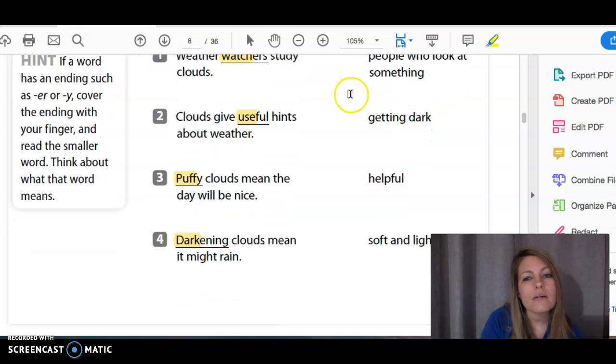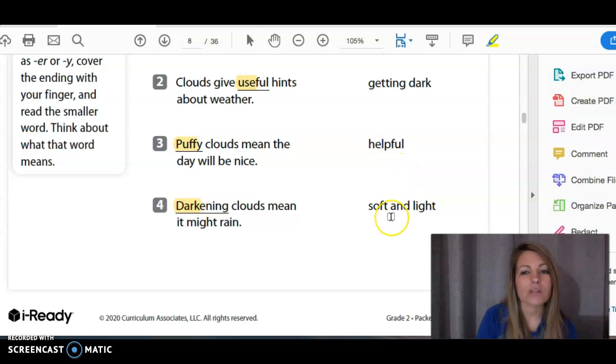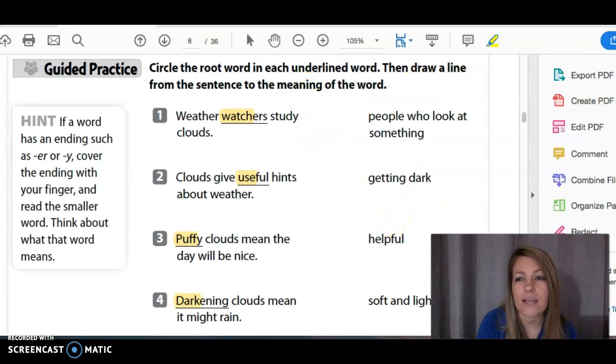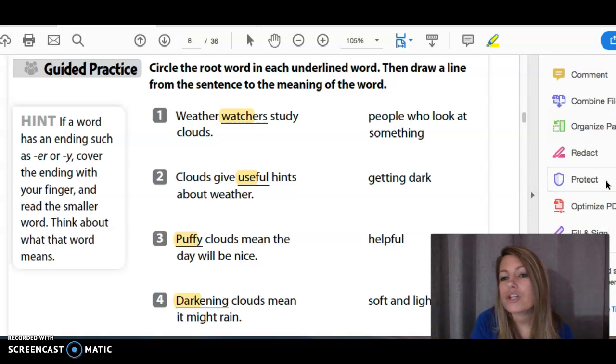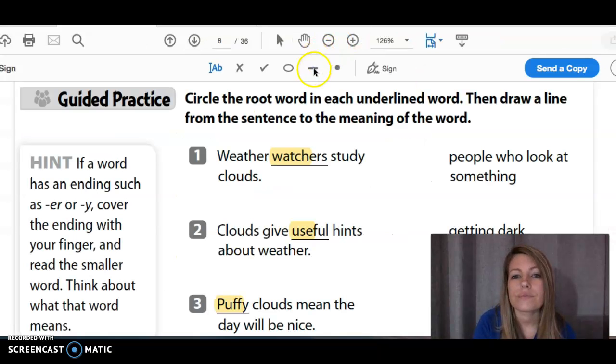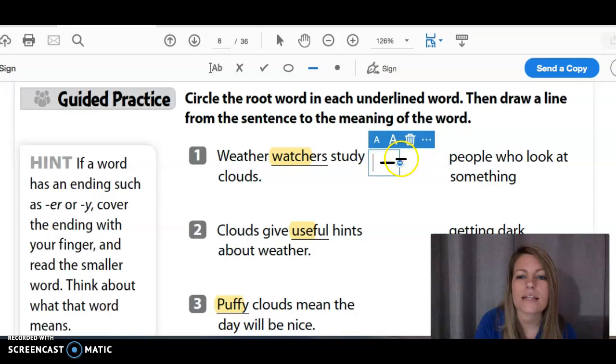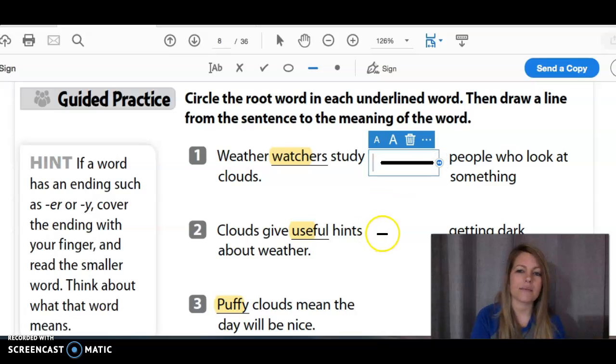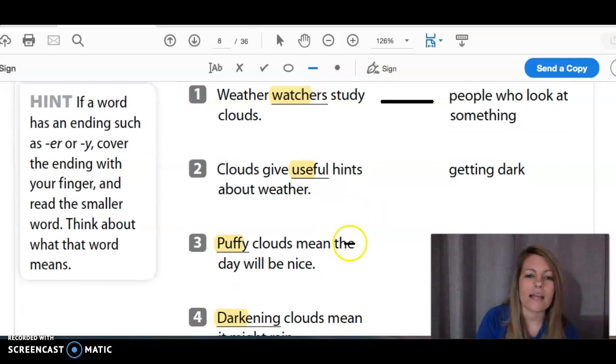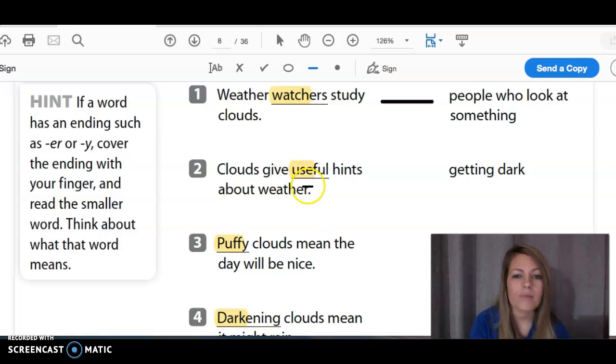People who look at something, getting dark, helpful, or soft and light. Well, in this case, a watcher would be someone who looks at something. All right, next one. Clouds give useful hints about weather. Useful is the word we're looking at, and I've already highlighted the root word use. So they've added the suffix at the end, full, useful.